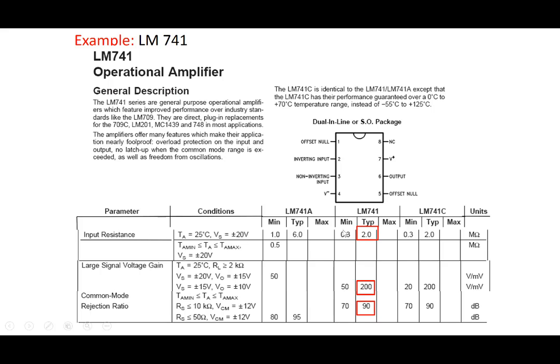Input resistance is high, about 2 mega ohm, but not that high. 2 mega ohms is, but you know, if your resistances in the circuits are of the order of a few kilo ohms, then input resistance compared to that is very high.